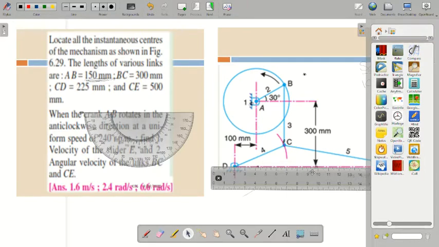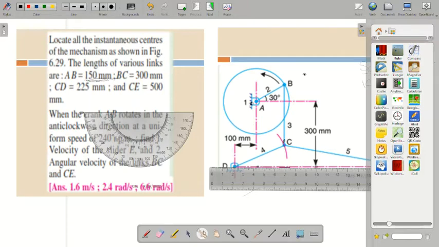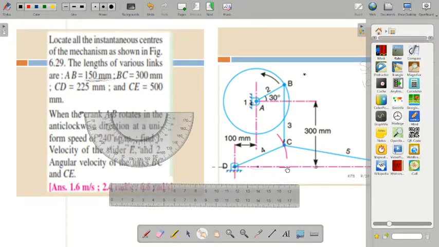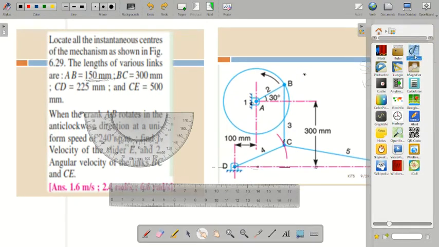Dotted lines. You will draw the dotted lines as it is in the diagram. Draw the dotted lines like this. After drawing the dotted lines, take your compass out.